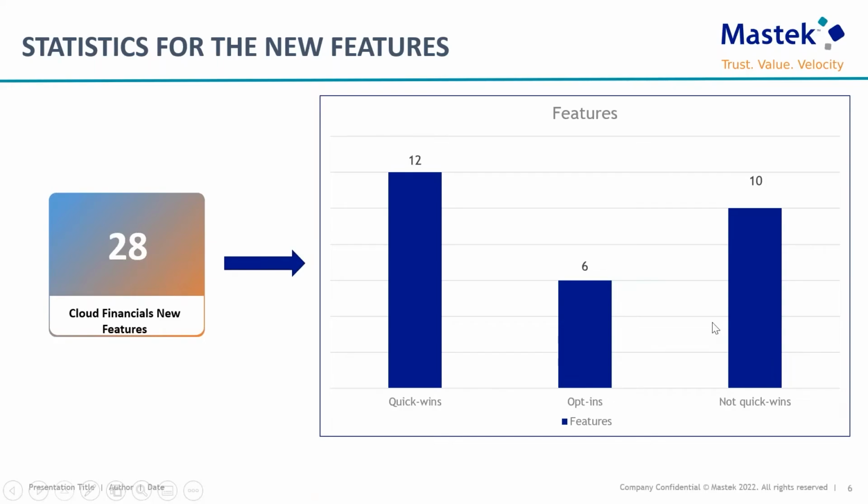To begin with, some statistics for the new features included in this quarterly upgrade. We have a total of 28 new cloud features which will be introduced in this quarter. Of them, 12 are quick wins, 6 are opt-in features, and 10 are not quick wins, which means there is some configuration required to access those new features.